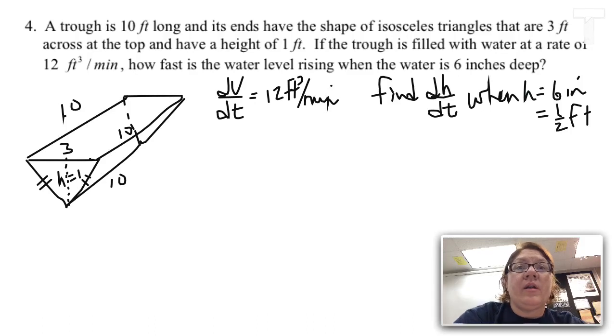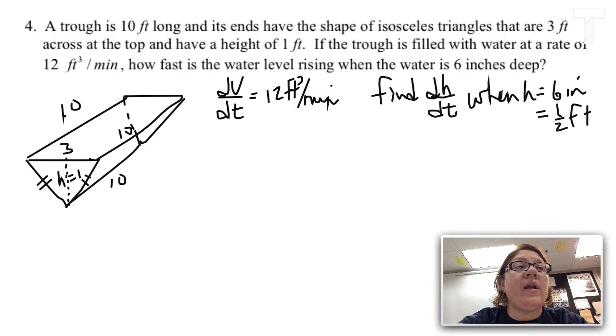So on this next one, make sure that you have your diagram drawn correctly. I started with my isosceles triangle, and then I connected it to another isosceles triangle in the back. The trough was 10 feet long, so I labeled the 10. And it's 3 feet across the top, so I labeled the 3. And it has a height of 1 foot, so I labeled height as 1.